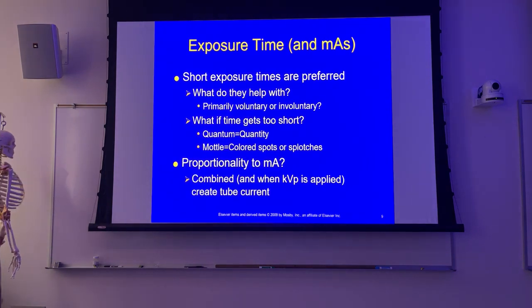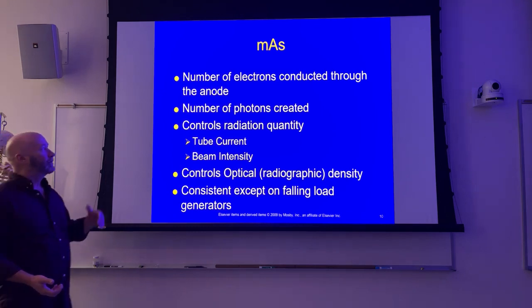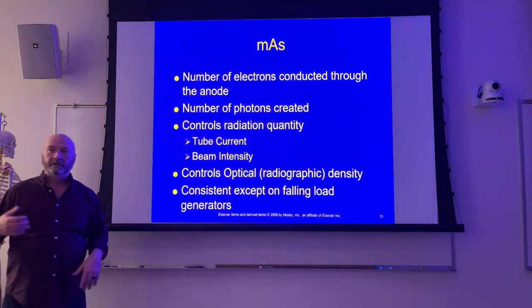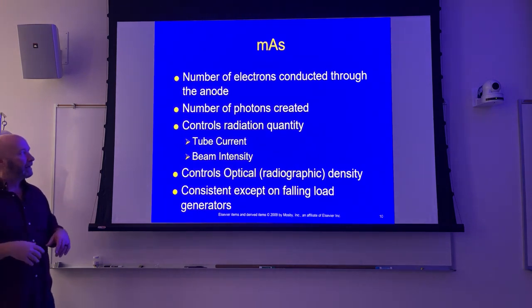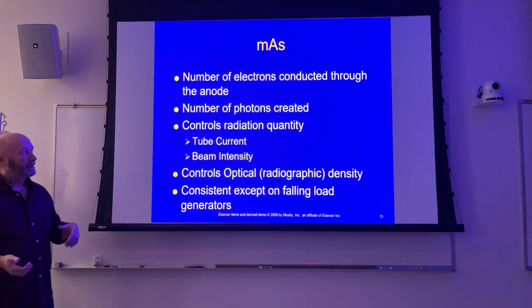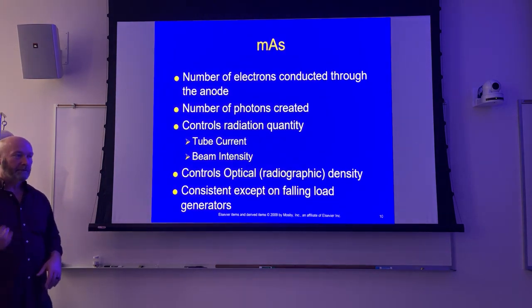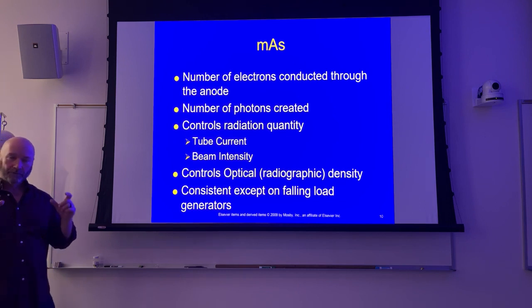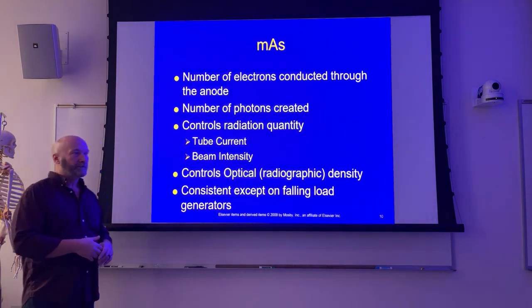So we don't have mAs until we make our exposure. So once we make the exposure, now we've got the number of electrons that travel from cathode to anode and are conducted through the anode. So mAs then directly controls the number of photons we create. Now at all energy levels, we double our mAs and we create exactly twice as many X-ray photons in each one of those energy levels under the bremsstrahlung spectrum.